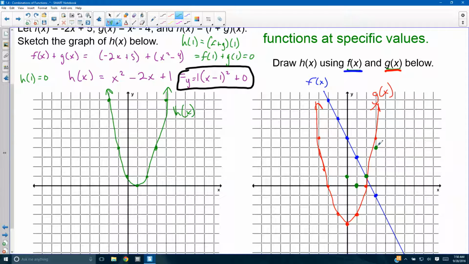I don't have any more points on the quadratic or anything else here, so let me go to the left now. At negative 1, well, I'm sure I could fit another point, but I'm not going to. At negative 1, f is 7. F of negative 1 is 7, and g of negative 1 is negative 3. 7 plus negative 3 is 4. And it looks like I can still fit one more here. We have f of negative 2, which is 9. G of negative 2, which is 0. 9 plus 0 is 9. And this point is symmetric across.